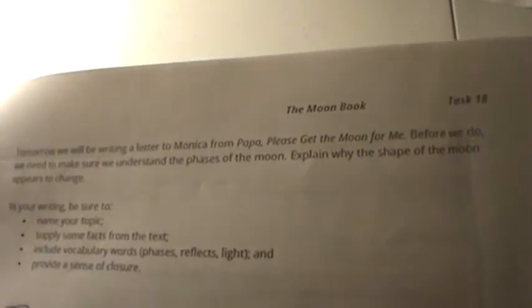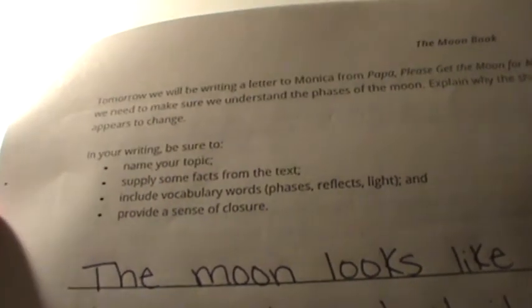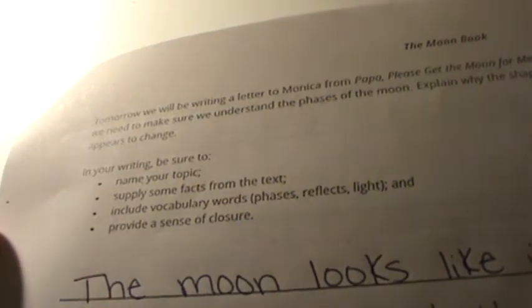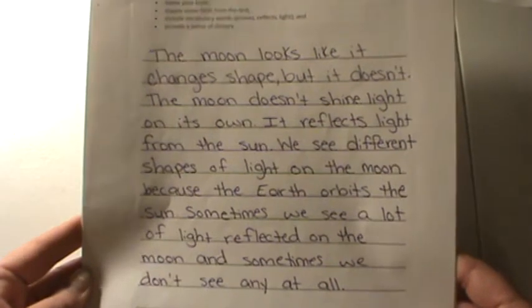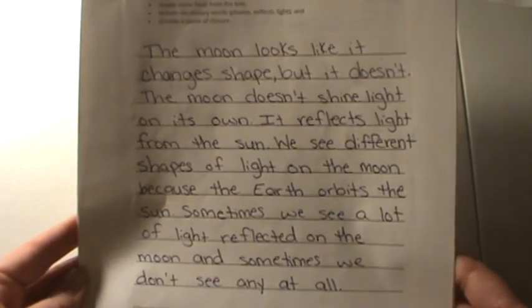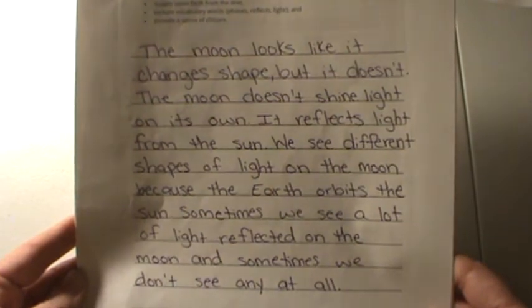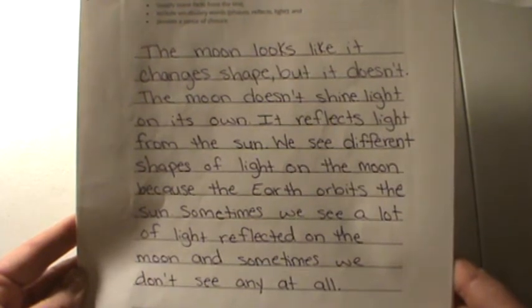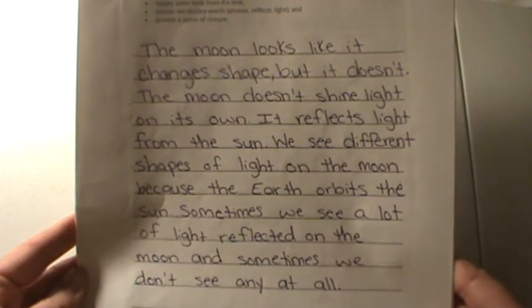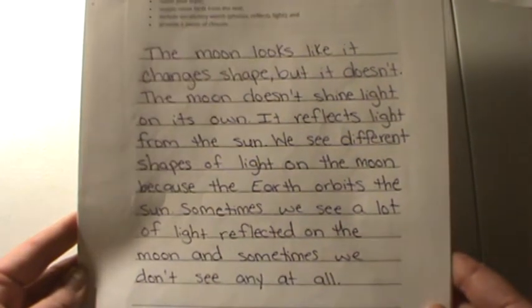Explain why the shape of the moon appears to change. Be sure to include a topic, facts from the text, vocabulary words, and a sense of closure. So my example of what that might sound like would be: the moon looks like it changes shape, but it doesn't. The moon doesn't shine light on its own. It reflects light from the sun. We see different shapes of light on the moon because the earth orbits the sun. Sometimes we see a lot of light reflected on the moon, and sometimes we don't see any at all.